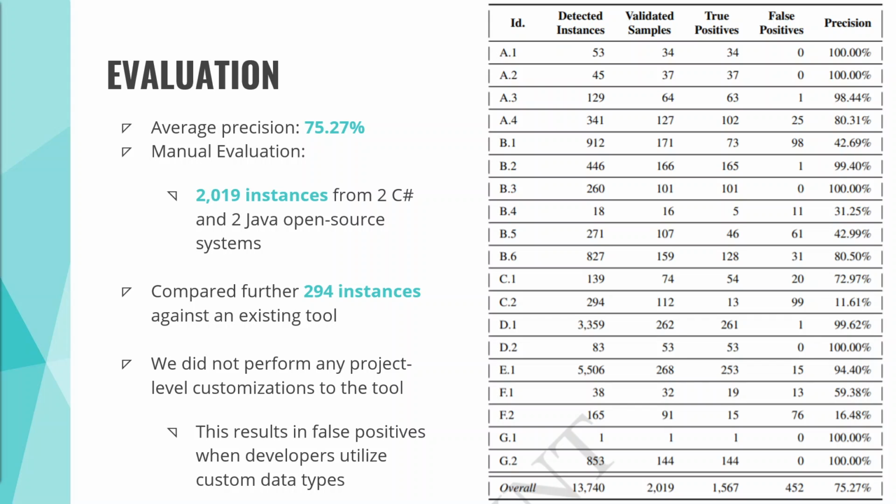In summary, Ideal effectively identifies a majority of identifier naming violations. Furthermore, the ability to support project-level customizations further improves its effectiveness. A breakdown of our validation results is available on our website.